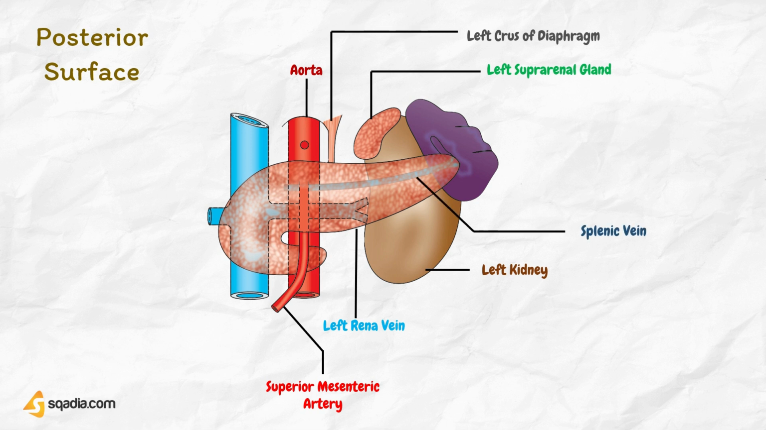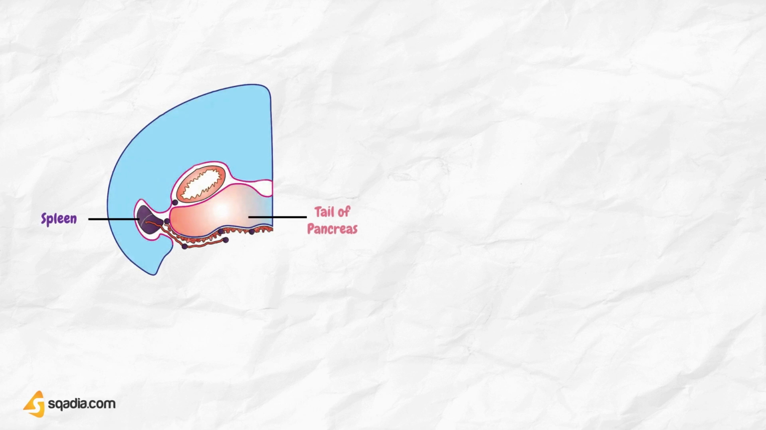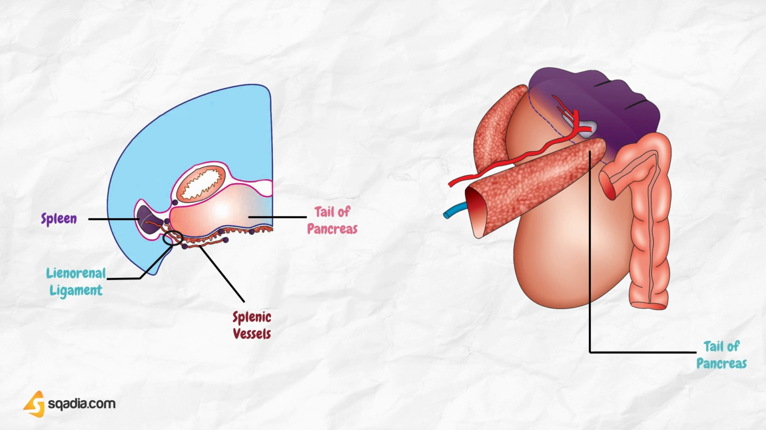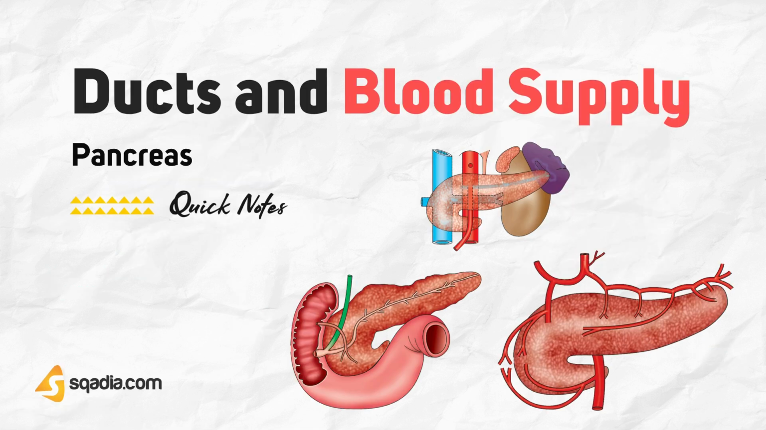Moving towards tail of the pancreas. This is the left end of the pancreas. It lies in the lienorenal ligament, together with the splenic vessels. It comes into contact with the lower part of the gastric surface of the spleen. So, this was all about this section. In our next section, we will talk about the ducts and blood supply of pancreas.